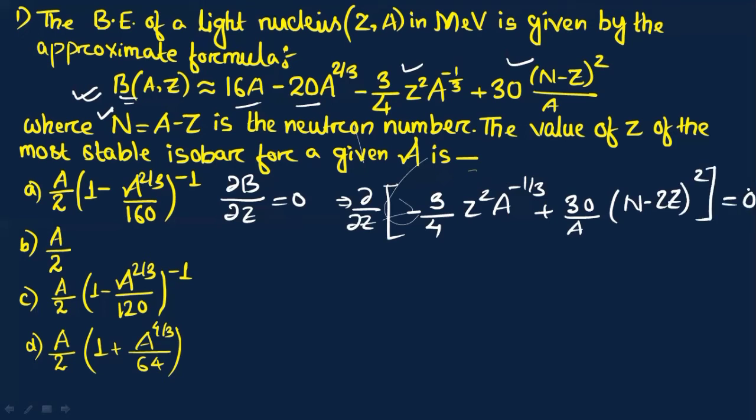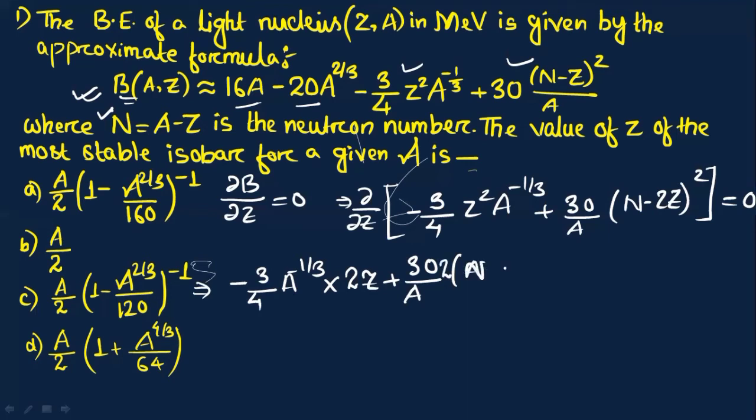Why? Because N is equal to A minus Z. If you substitute N equals A minus Z, within the bracket you will have N minus 2Z. Now when you differentiate this term, you will have minus 3 by 4 A to the power minus 1 by 3, which is constant. Differentiation of Z square will give you twice Z, plus 30 by A, also constant. Differentiating N minus 2Z, you will have twice N minus 2Z. Again on differentiating minus 2Z, you will have minus 2, and it is equal to 0.